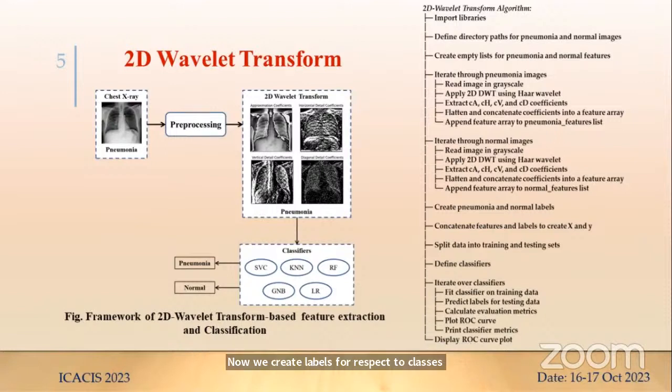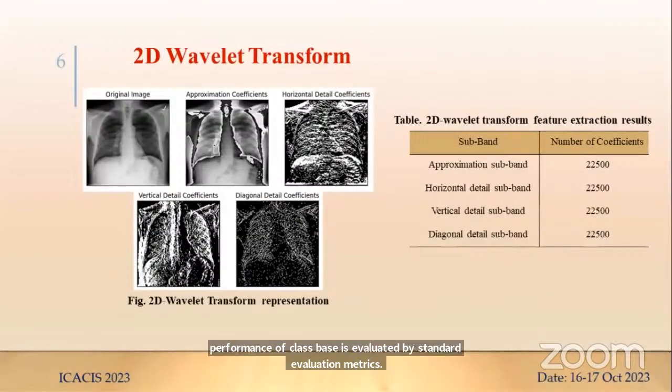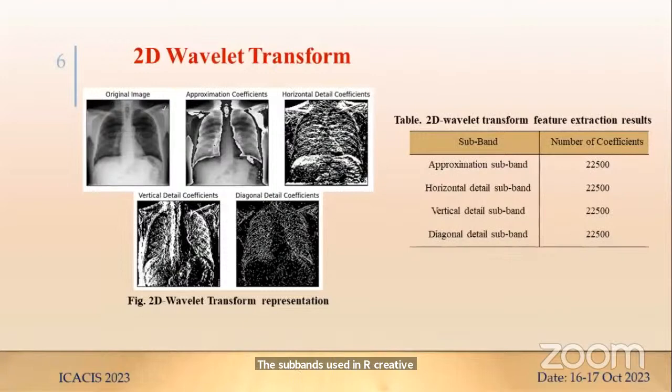Now we combine the feature arrays and labels to create data with corresponding labels. Now the data is split into training and testing data sets. Using multiple classifiers, we train them and test them to classify the test images. The performance of classifiers is evaluated by standard evaluation metrics. Here we present the 2D wavelet transform representation of different coefficients corresponding to different subbands. The subbands used in our analysis are the approximation subband, horizontal detail subband, vertical detail subband, and diagonal detail subband. The number of coefficients corresponding to the multiple subbands is presented in the table.